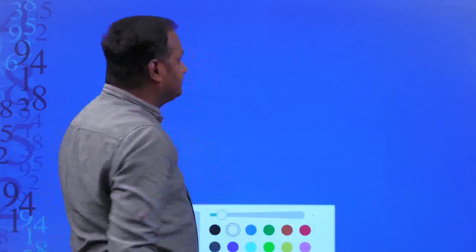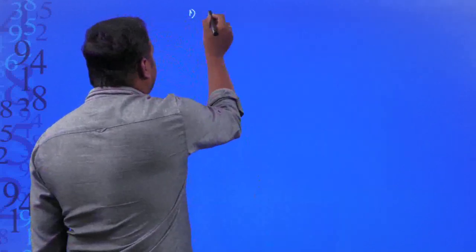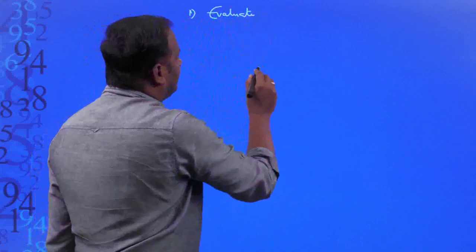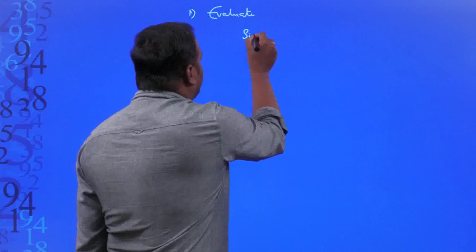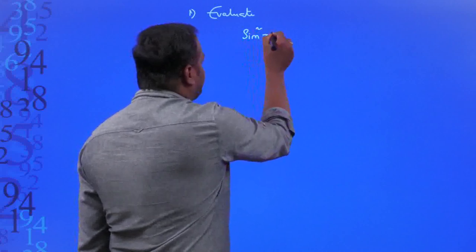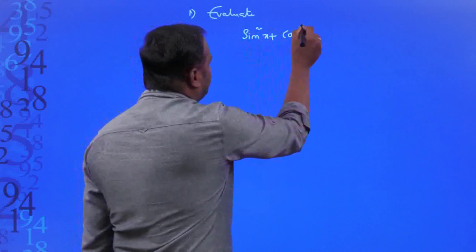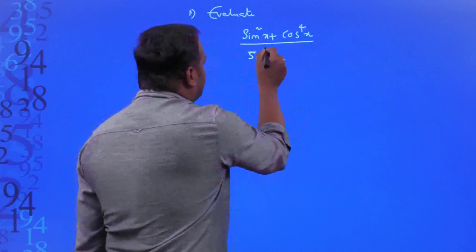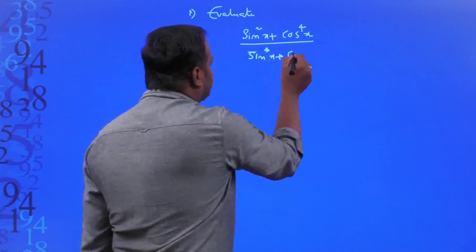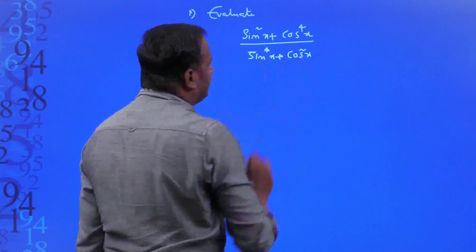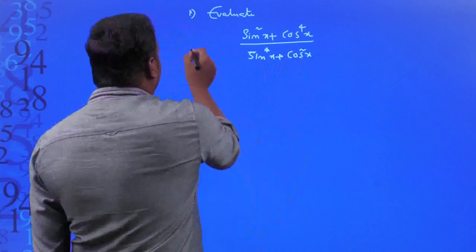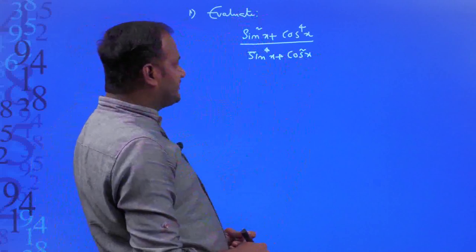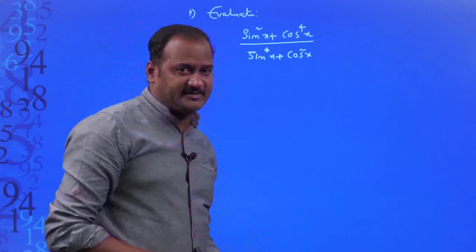Suppose you are given one problem, that is, evaluate (sin²x + cos⁴x) divided by (sin⁴x + cos²x). More precisely, evaluate sin²x + cos⁴x divided by sin⁴x + cos²x.